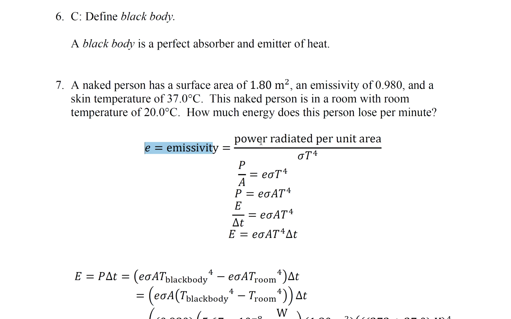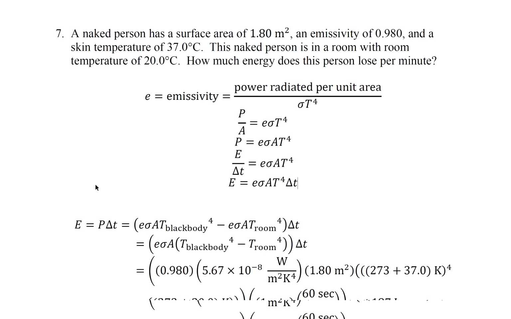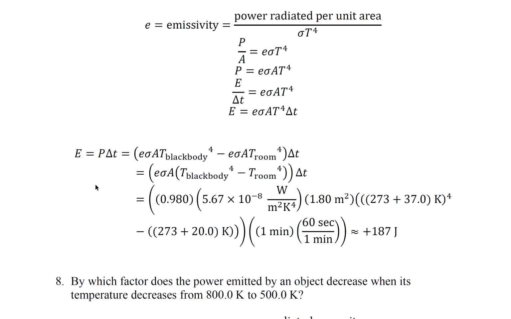So we have this equation. Emissivity equals power radiated per unit area. So power per unit area, and then I multiplied both sides by sigma T to the fourth. Then I multiplied both sides by area. Power is energy over time. Then I multiplied both sides by time. We know energy is P delta T.